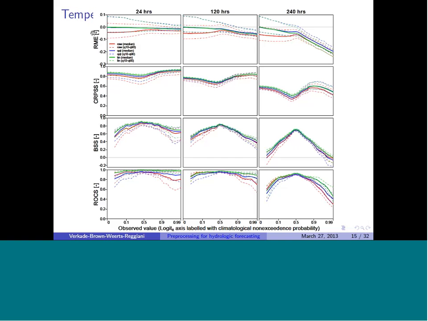What you see is that in terms of relative mean error, there's quite a distinct improvement if you move from uncorrected to post-processed temperature ensembles. You see, however, that at low values of P, the improvement is higher than at high values of P, and you see that for all of the lead times, basically. Also, if you look at the continuous rank probability skill score, you see that if we move from the raw to the unconditional to the conditional post-processing techniques, we get additional improvements in forecast quality. The same is true for the Brier skill score, and the same is true for the relative operating characteristic score.